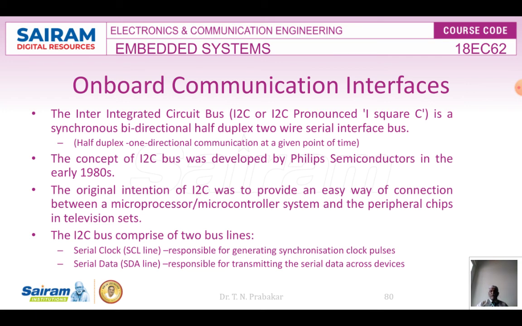Fine. And the concept of I2C was developed by Philips Semiconductor in the early 1980s. The original intention of I2C was to provide an easy way of connection between the microprocessor and the peripheral chips.